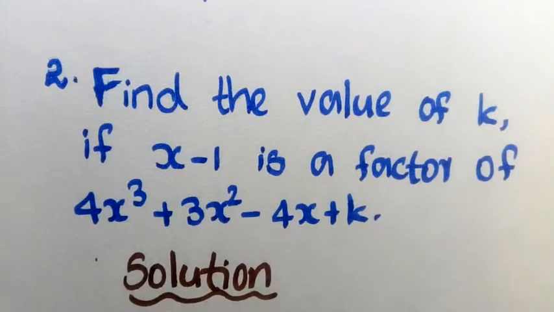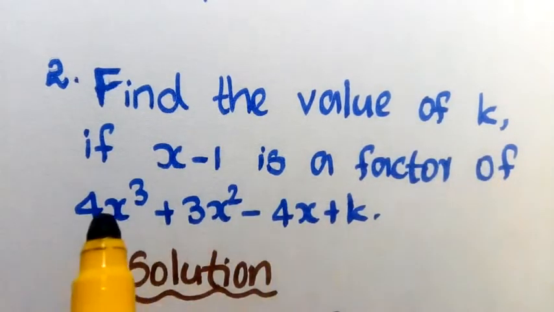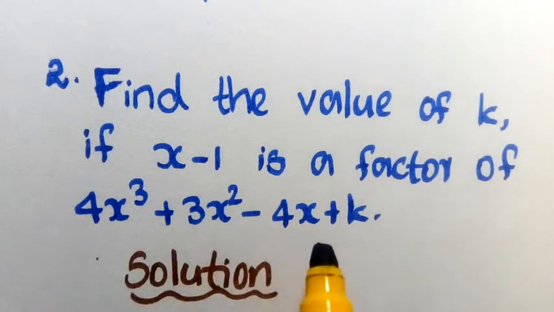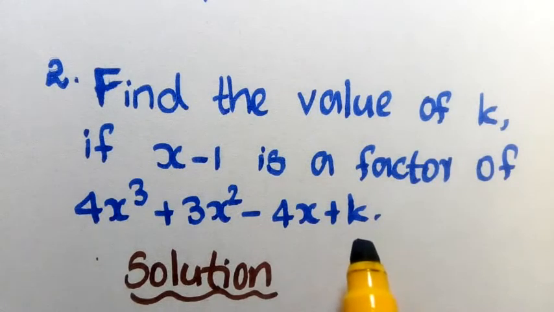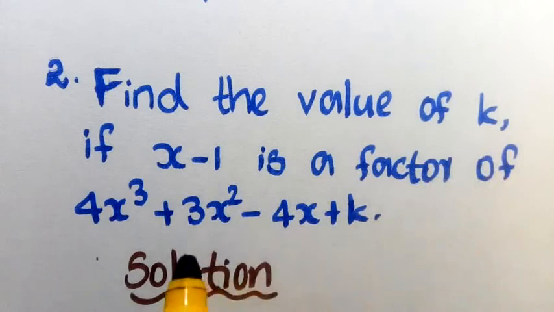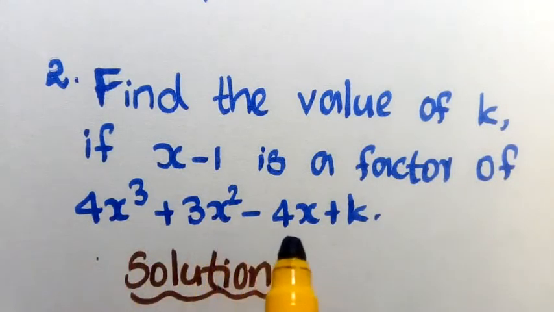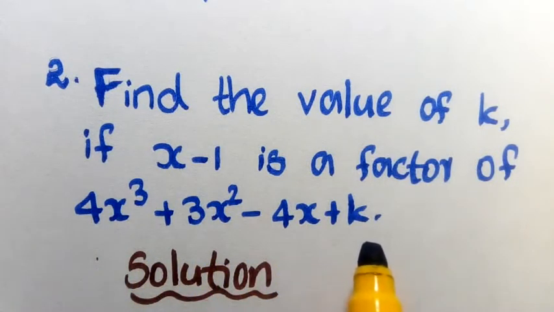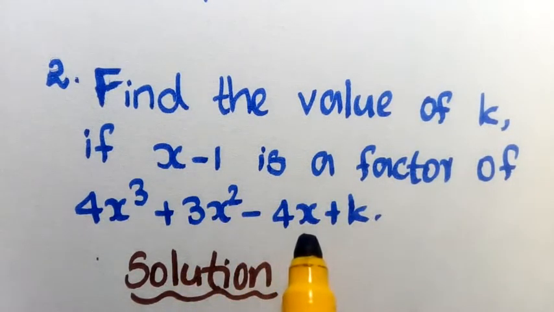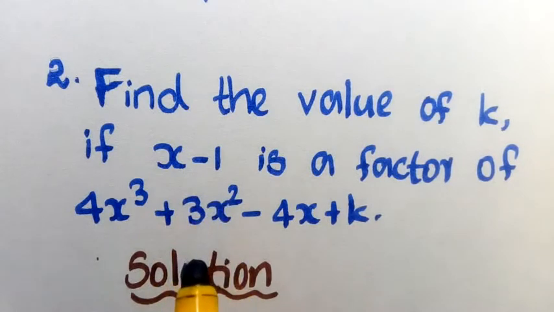Second question, find the value of k if x minus 1 is a factor of 4x cube plus 3x square minus 4x plus k. In this question, we need to find the value of k. We have given a polynomial 4x cube plus 3x square minus 4x plus k. And also given x minus 1 is a factor of the polynomial. If x minus 1 is a factor of the given polynomial, then by the second case of factor theorem, p of 1 is equal to 0. Let us check the solution.